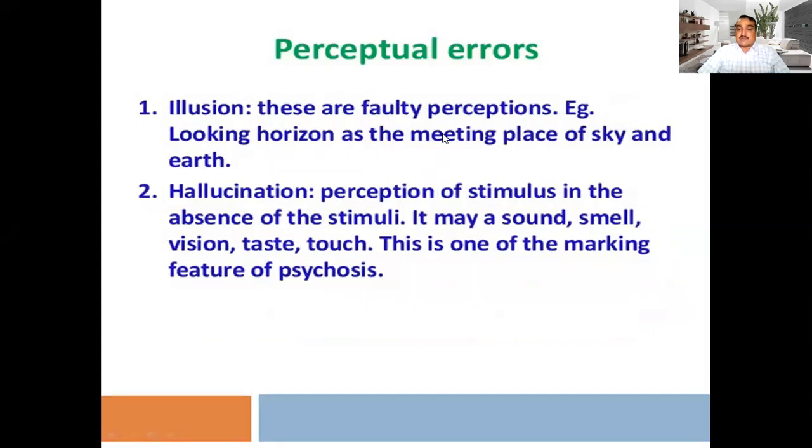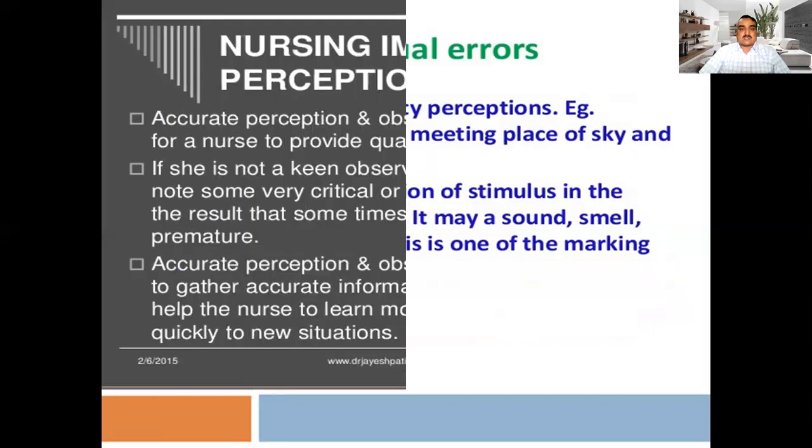Illusions are faulty perceptions, like looking at the horizon as the meeting place of sky and earth. Usually that is due to our eyesight problem, and I may think wrongly. If that happens, that is illusion. Hallucination is perception of a stimulus in the absence of a stimulus. It may be a sound, smell, vision, taste, touch, etc. This is one of the marking features of psychosis.